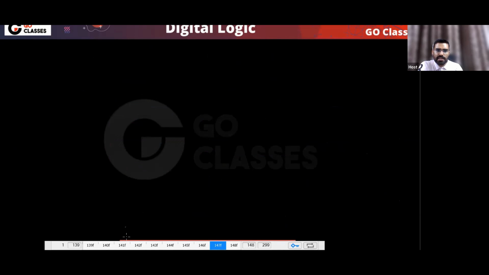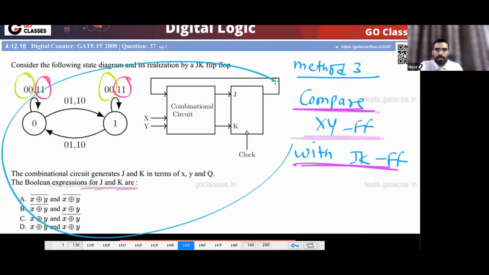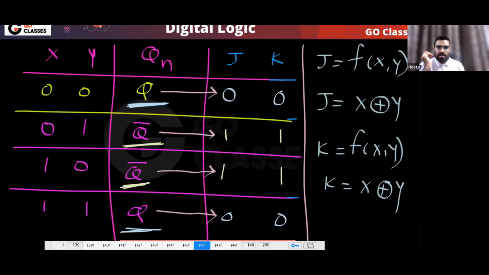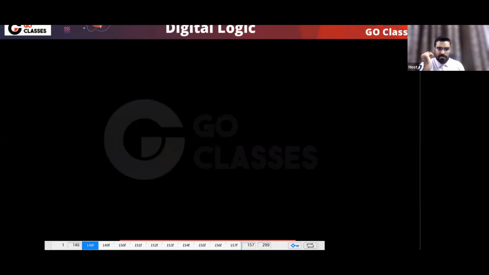All the 3 methods, are they clear? The same question you can solve by many different methods. Which method is your favorite now? Method number 1, 2, 3. Of course, method number 2. But in the GATE exam, you should apply the best method. In the GATE exam, either you can apply method number 3 or method number 2. Don't apply method number 1. But you should understand every method.